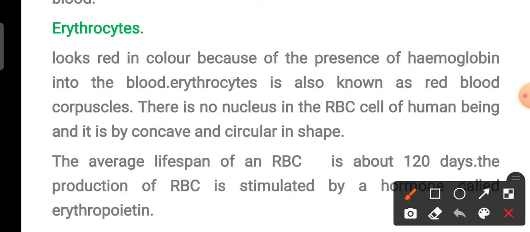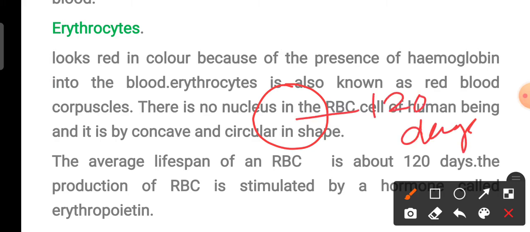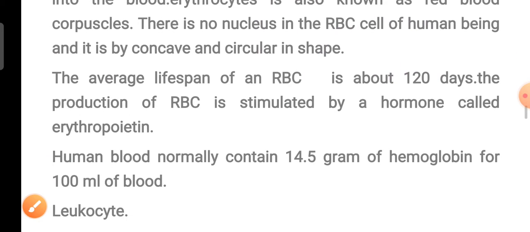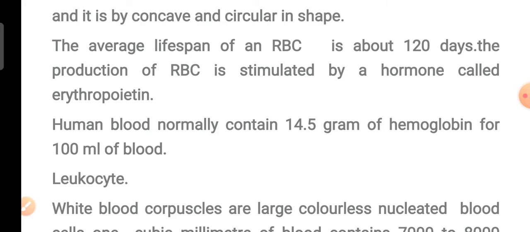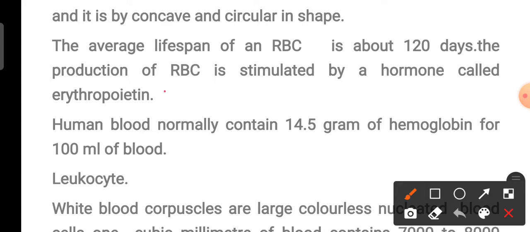And this is the cell which looks circular in shape, and the lifespan of the RBC is about 120 days. And you can see here the RBC, which is the most important part of your blood, and there is erythropoietin, another protein pigment which helps to stimulate the formation of RBC.